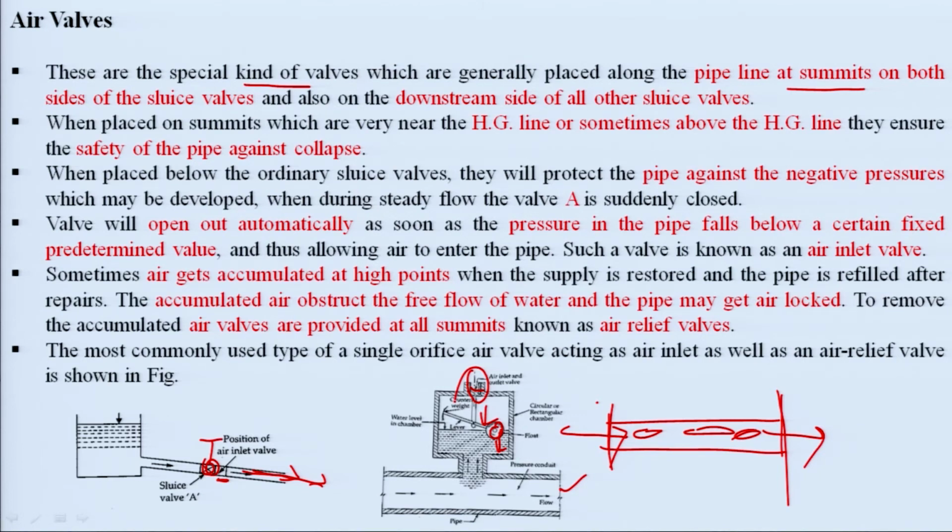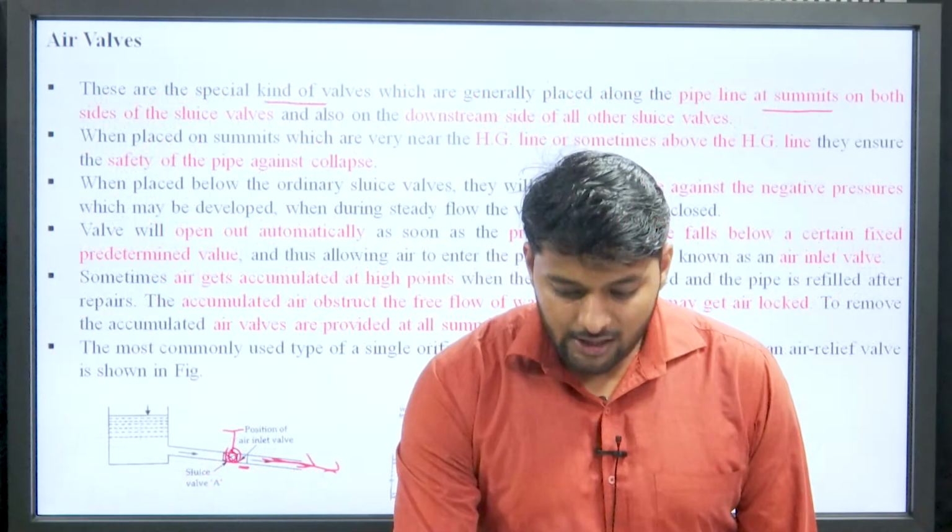In the second case, what if air gets trapped inside the chamber? Again, what will happen? If air gets trapped inside the chamber, then the level of water will fall, and if the level of water falls, the float will move downward, and again the valve will open, and then the trapped air will move outside. So, the air outlet valve is known as an air relief valve.